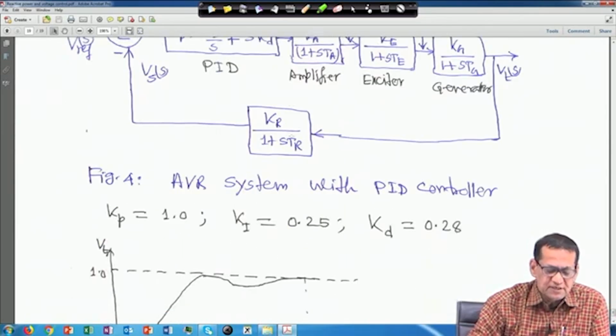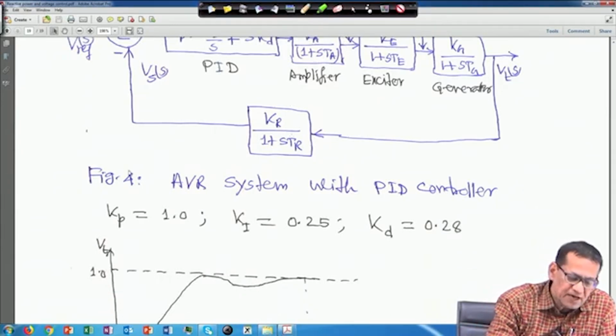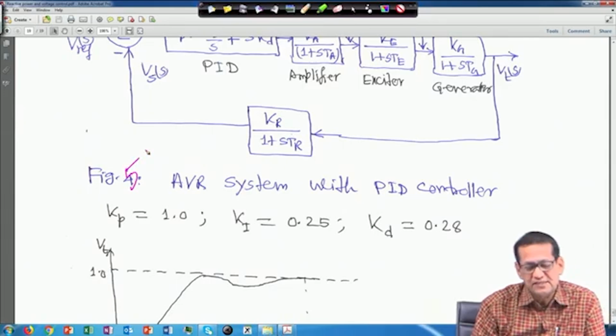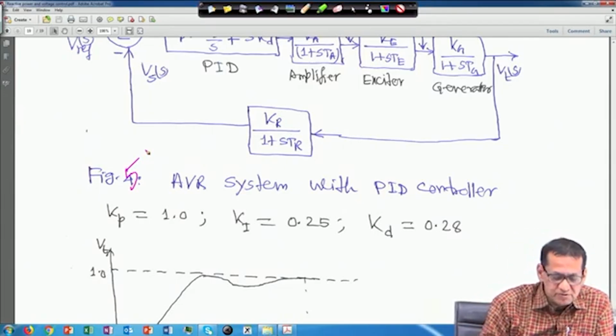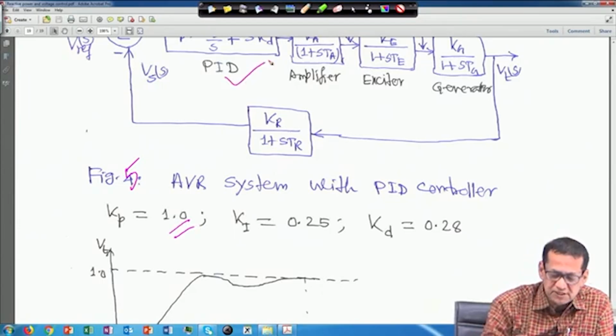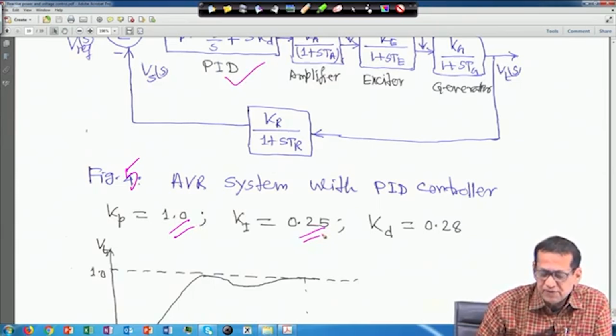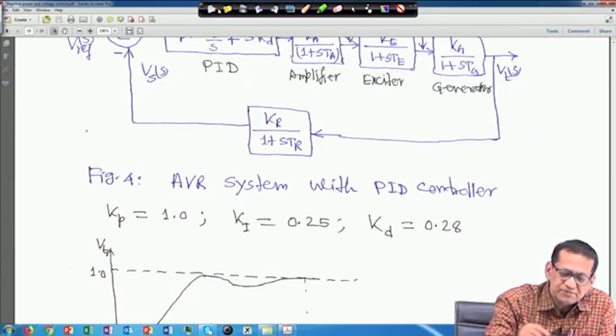So, this will be your figure 5, not 4, just check it and correct it. The figure number is not a problem, our thing is to look into that. Suppose Kp is equal to 1, proportional gain is 1 for that PID controller, Ki is equal to 0.25 and Kd is equal to 0.28. This we have taken.